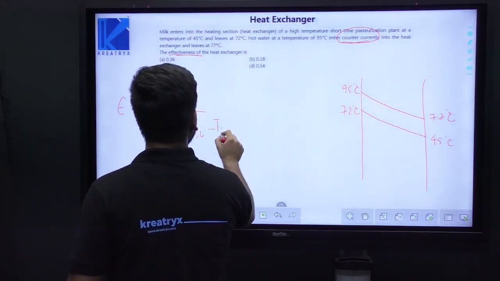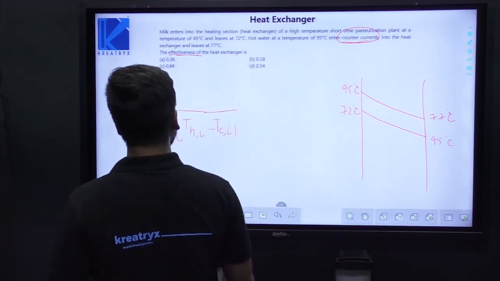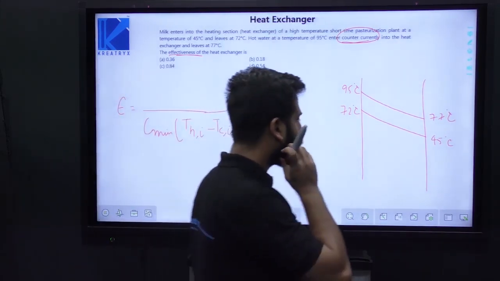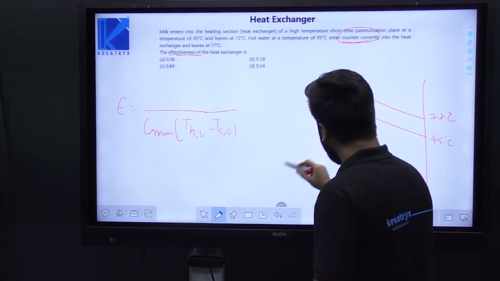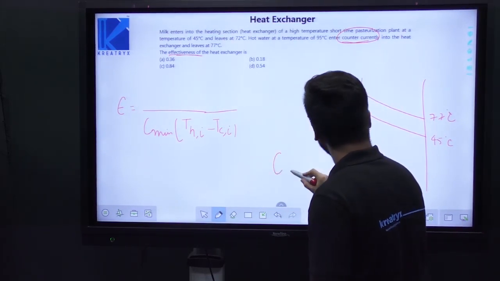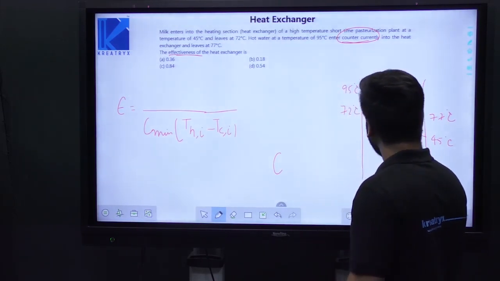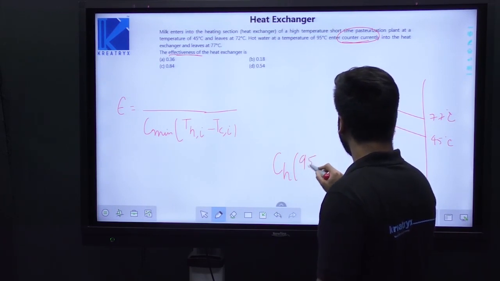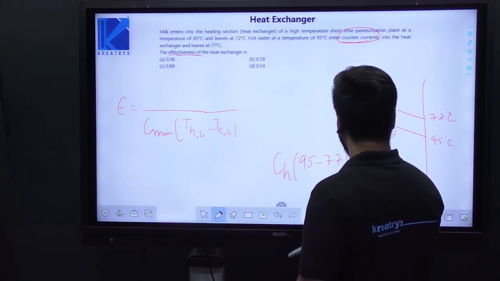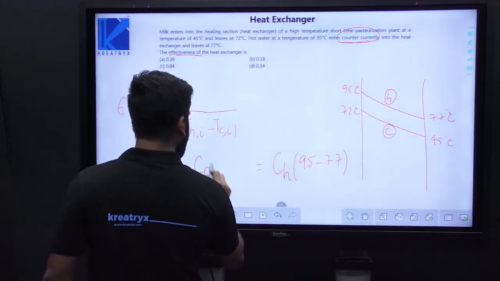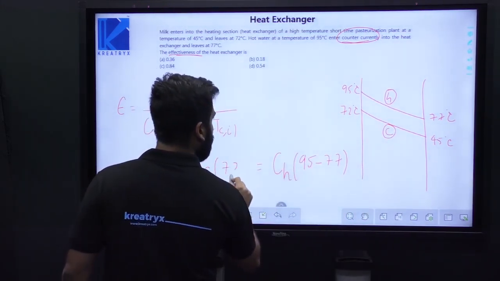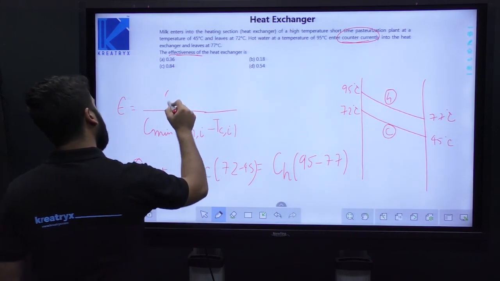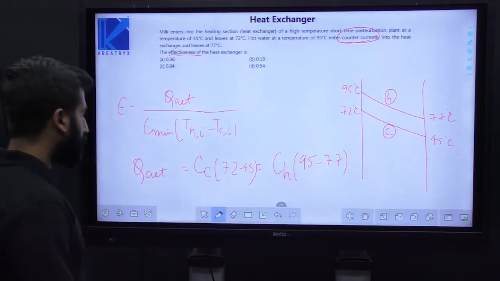(THI minus TCI). Okay, and in the numerator, what will be? It will be Q actual, and that can be C. This is hot, this is cold, so CH, that is heat capacity of hot fluid, times (95 minus 77), and is equal to CC times (72 minus 45). Okay. This is Q actual.